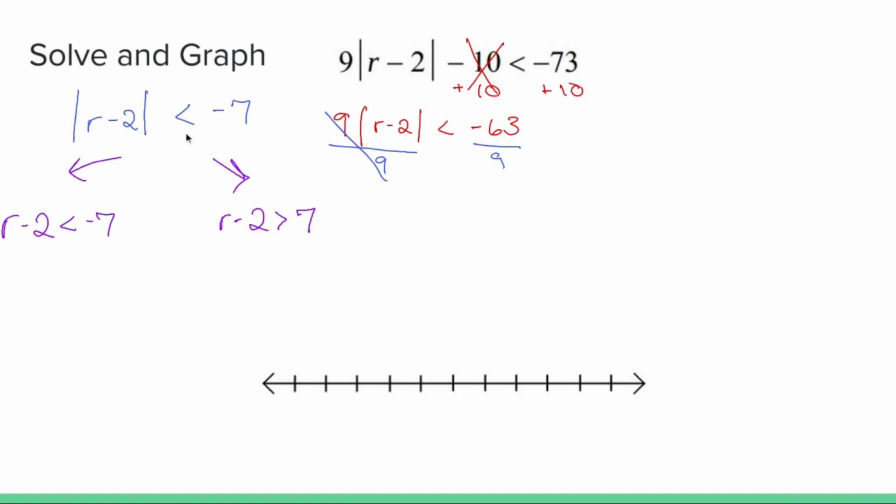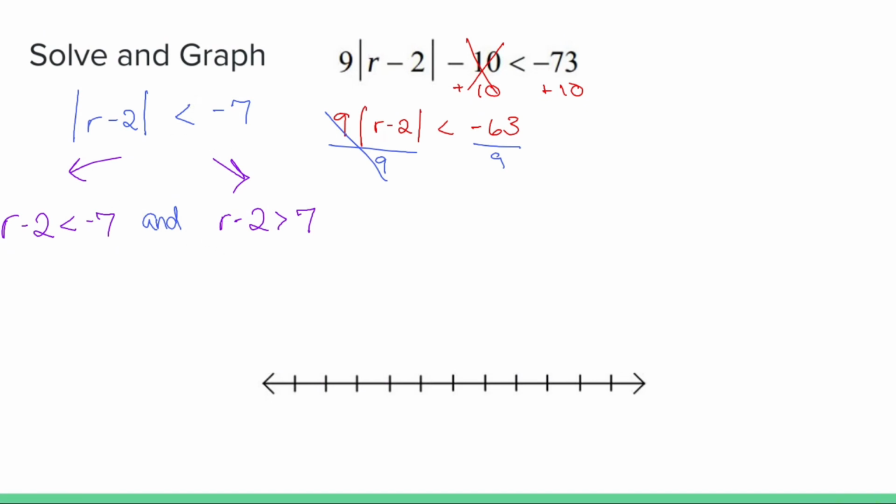Now, the other key thing here is we have a word in between. The word is completely dependent on the symbol that you have right before you split these up into two inequalities. This is a less than, which means it's going to be "and." I remember a phrase that I use every single time, "greater or less than," and since this is less than, it's going to be "and."